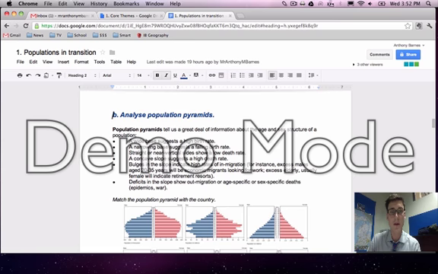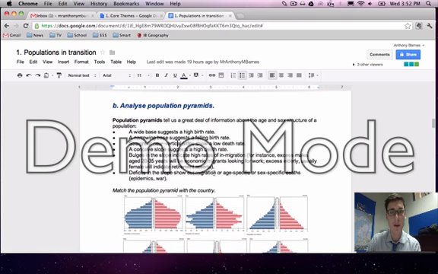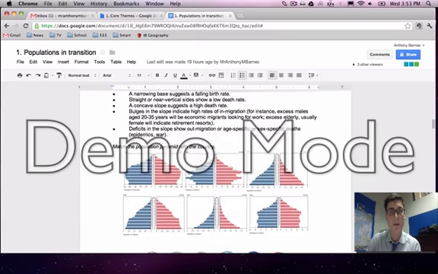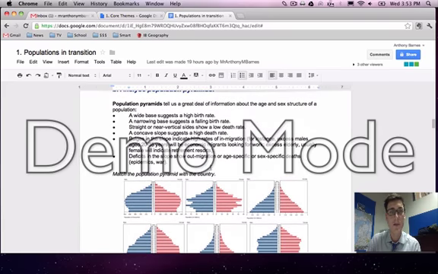That's analyzing population pyramids, so I'll go down here. You guys should know from last year what a population pyramid is. It's an age-sex graph that shows the demographic makeup of a country based on the age cohorts, with the youngest people in the population at the bottom and the oldest at the top.